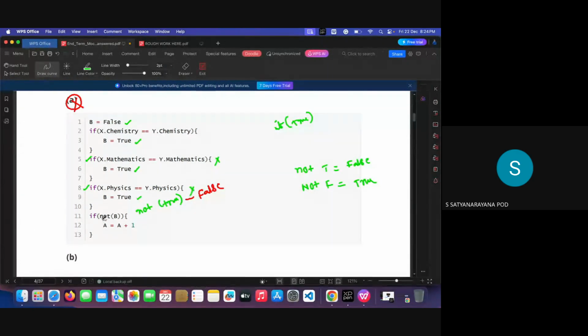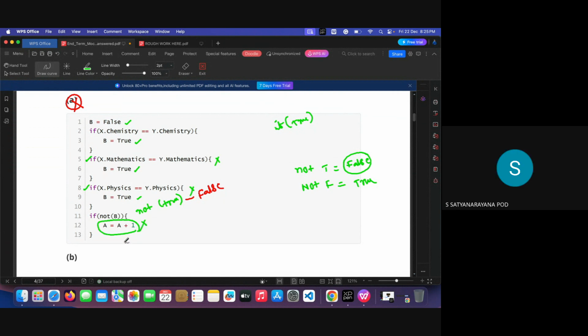So based on it, not B. So B is false. Whenever the first subject is equal, B will become true. Clear? Correct, sir. Not only the first subject, even any of the subjects, it could be chemistry equal, maths equal, or physics equal. Any one condition is satisfied, B will become true. So not true they are checking. Not true, what does it return? False. So whenever false, this A is not increased. Is it right? Right, sir.